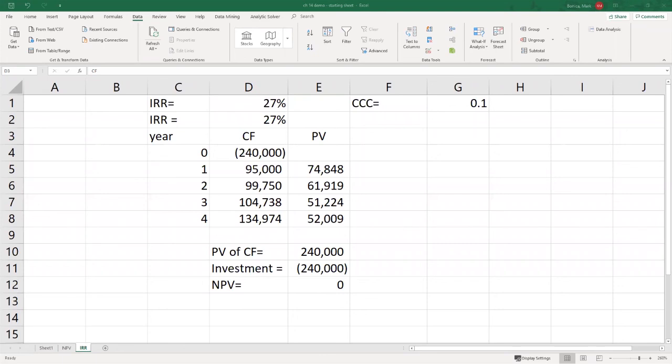What's implied in this calculation is that when I earn that $95,000 at the end of the year, I'm going to be able to reinvest that $95,000 at 27%. And when I earn the $100,000, I'm going to be able to reinvest it at 27%. And when I earn the $105,000, I'm also going to be able to reinvest that at 27%, and so on, which is probably an unrealistic assumption.